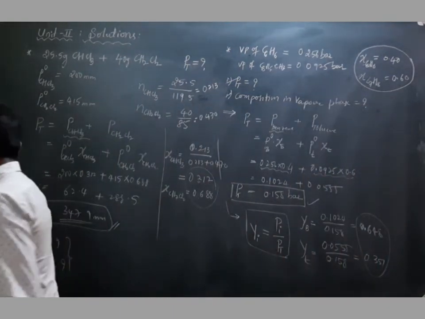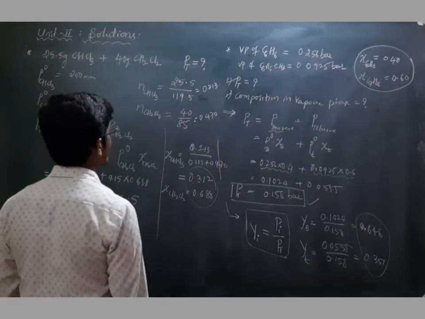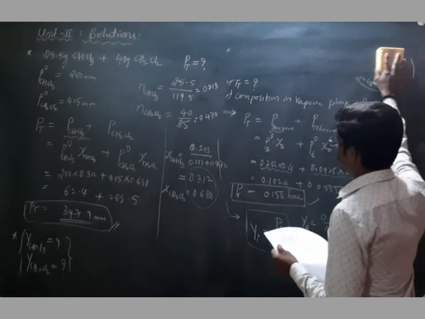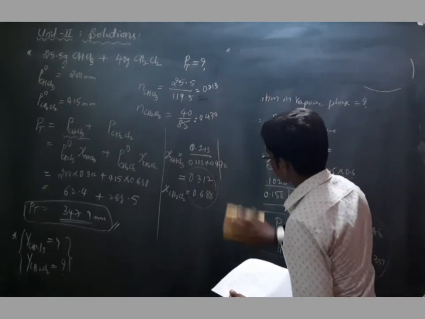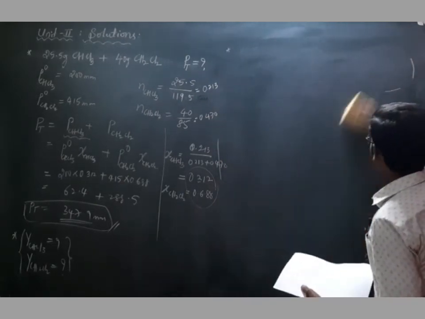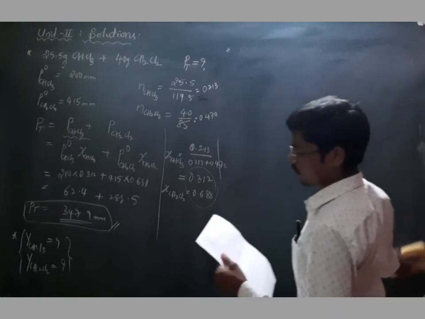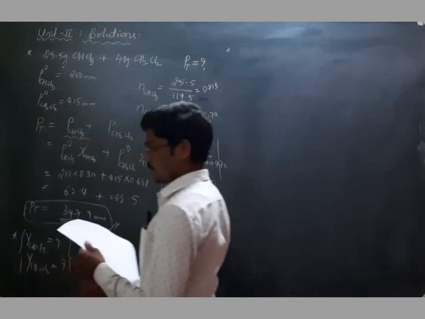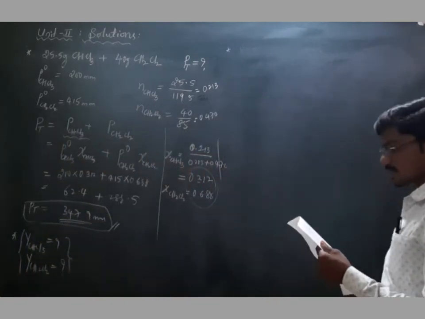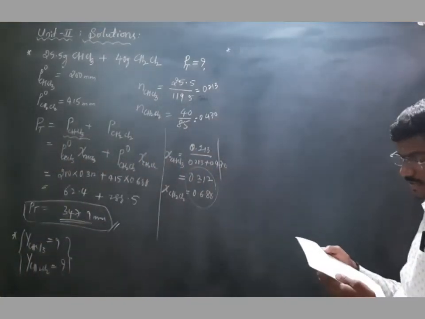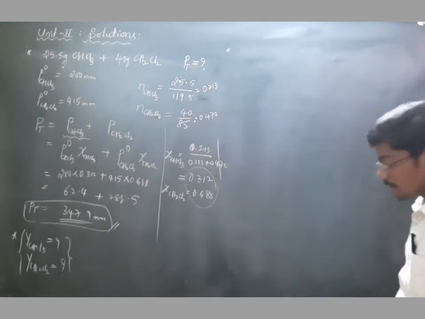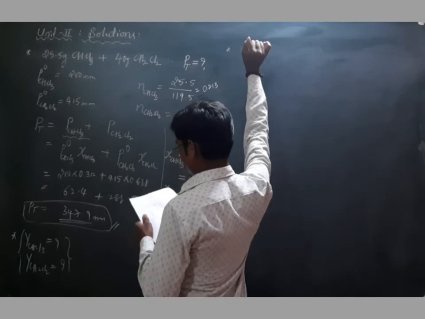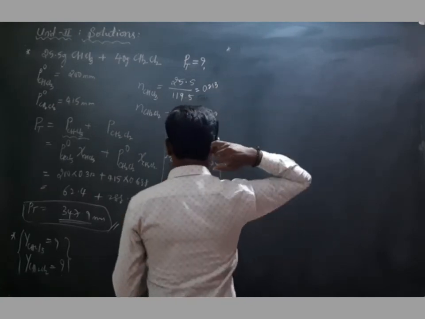The vapor pressure. Next question. The vapor pressure of a solution containing 3 moles of X and 1 mole of Y is 550, but when 4 moles of X and 1 mole of Y are mixed, the vapor pressure becomes 560. What will be the vapor pressure of the pure components?